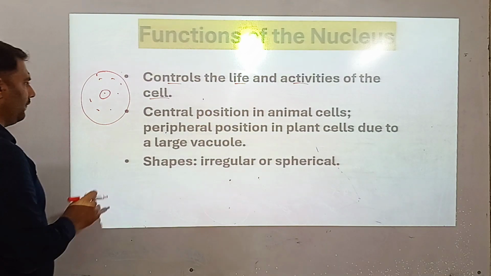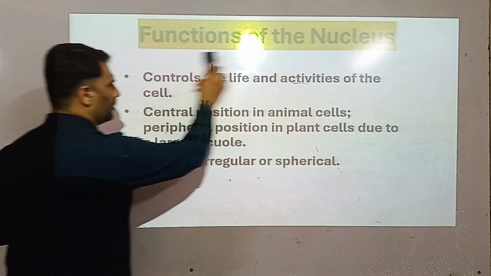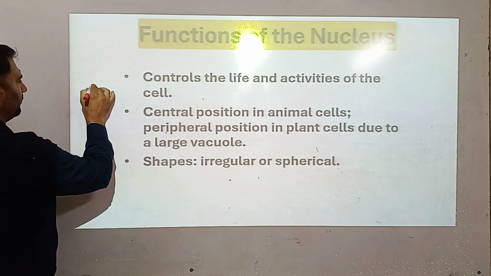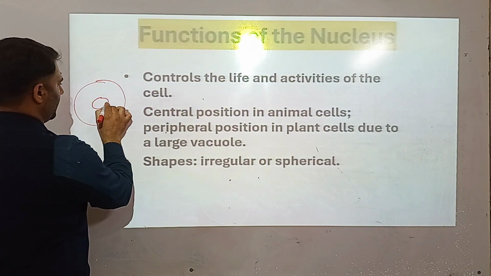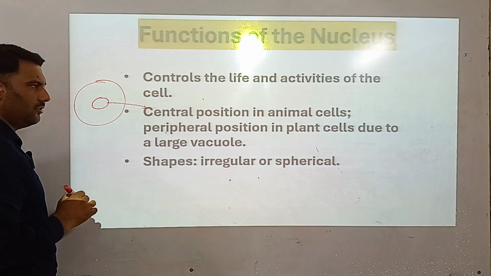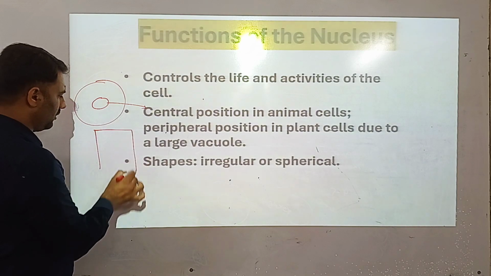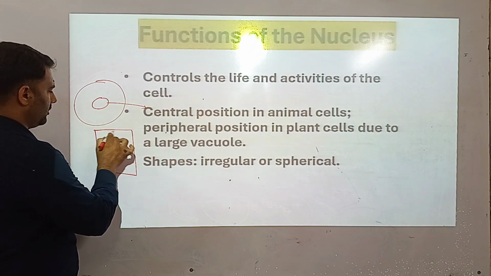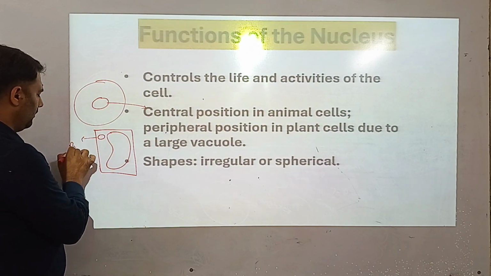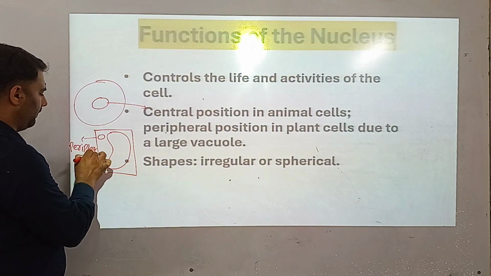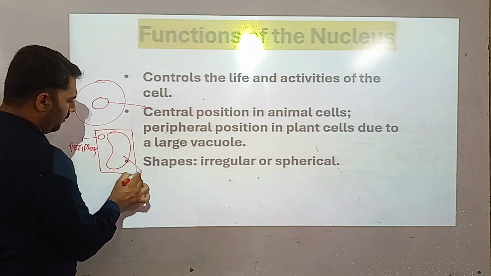In animal and plant cells, there is a difference in the location of the nucleus. For example, this is an animal cell. In the animal cell, the nucleus is located in the central position. But in a plant cell, the nucleus is pushed toward the periphery.